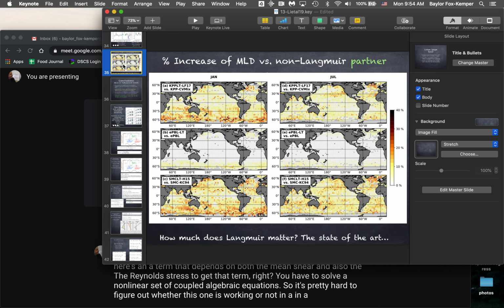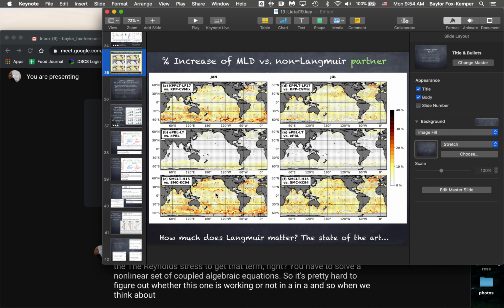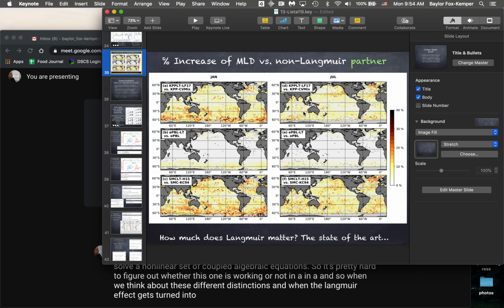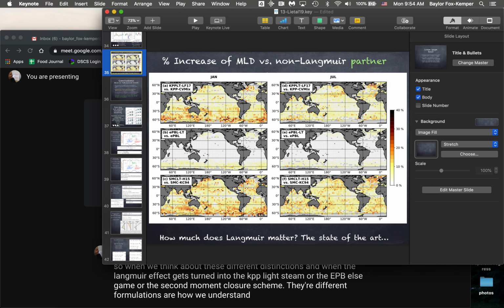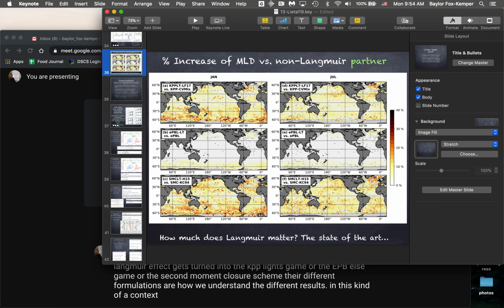And so when we think about these different distinctions, and when the Langmuir effect gets turned into the KPP light scheme or the EPBL scheme or the second moment closure scheme, they're different formulations of how we understand the different results in this kind of a context. Are there any questions about this?